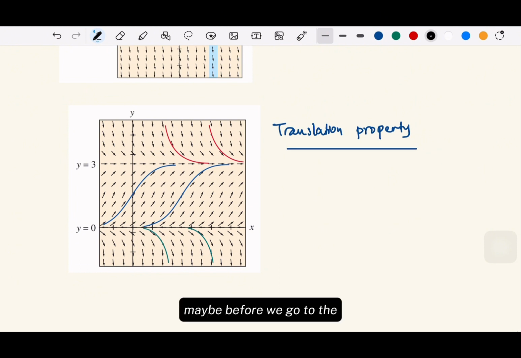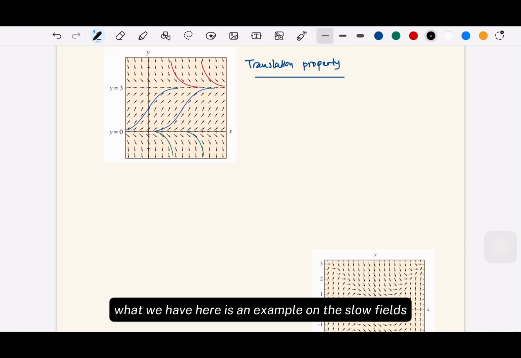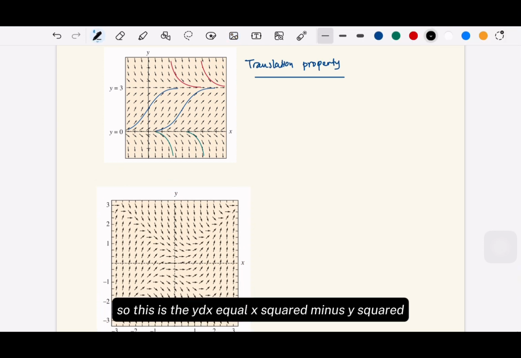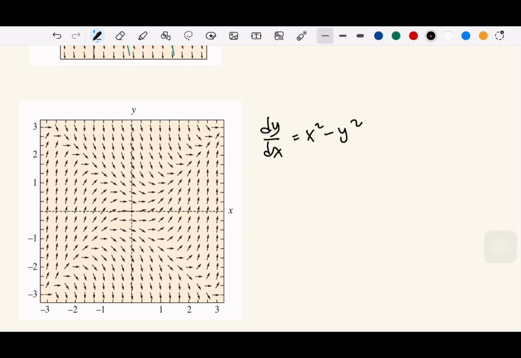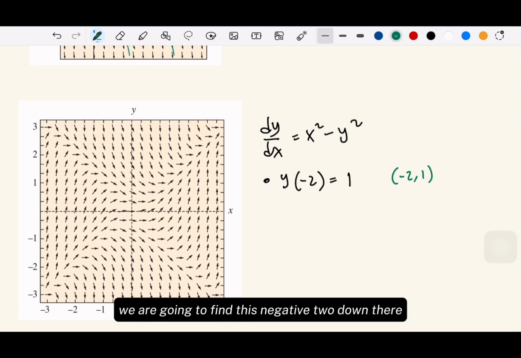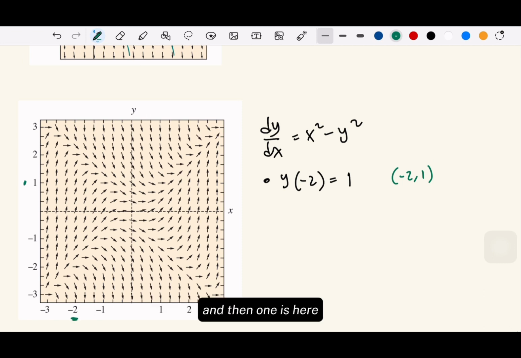Maybe before we go to the separable equation, let me just go through what we have here. Just an example on the slope fields. So this is dy/dx equals x squared minus y squared. For example, if we want to draw the point (-2, 1), then practically we find -2 down there, and then 1 is here. So it's going to be around here, that point, right?